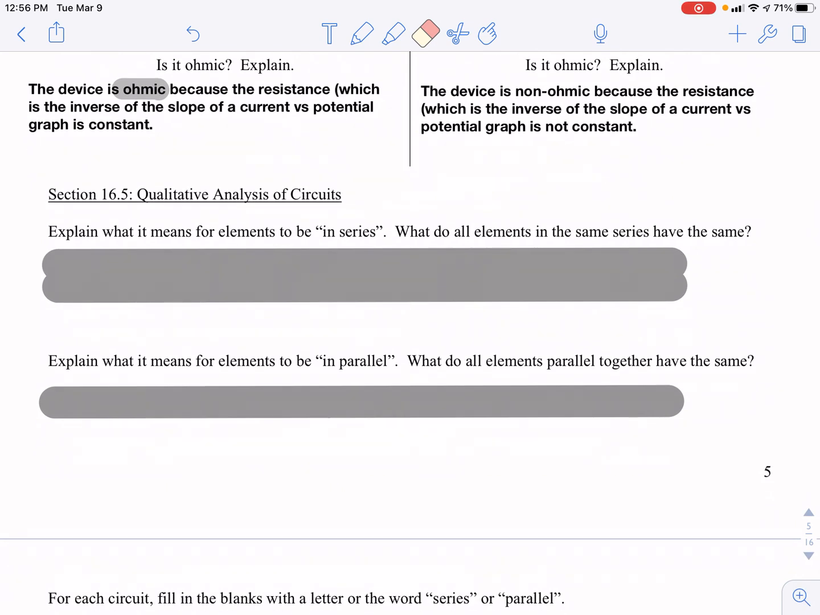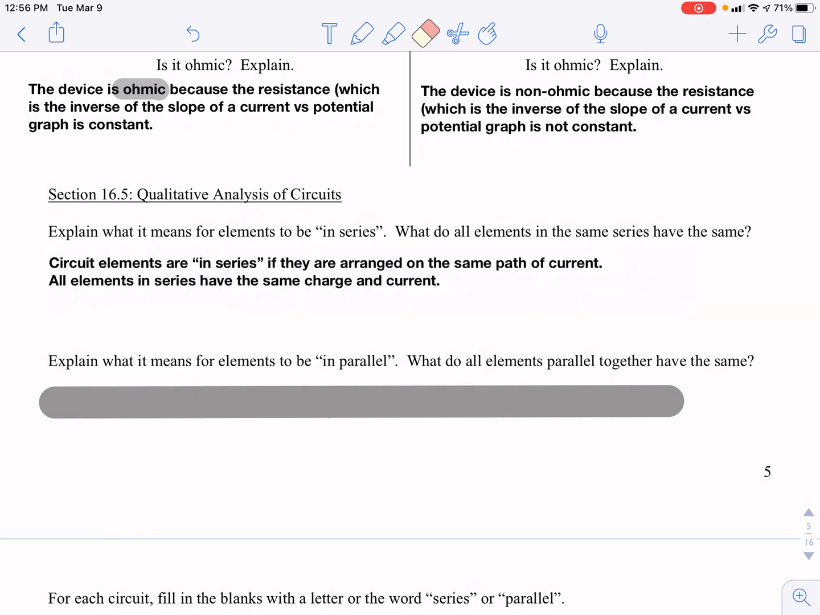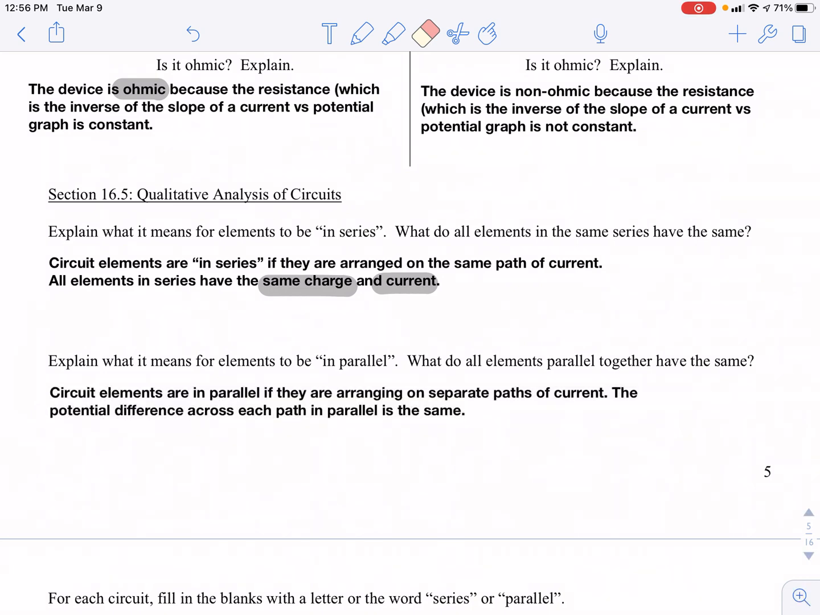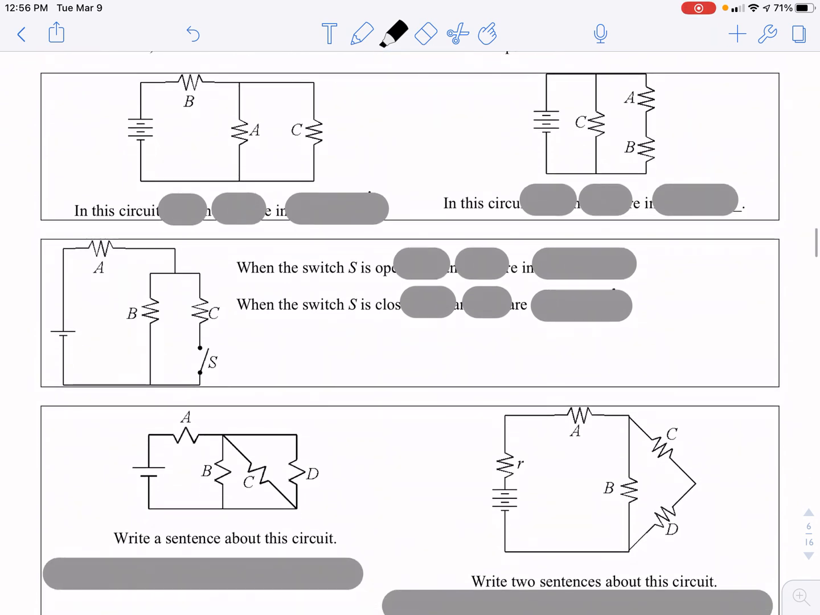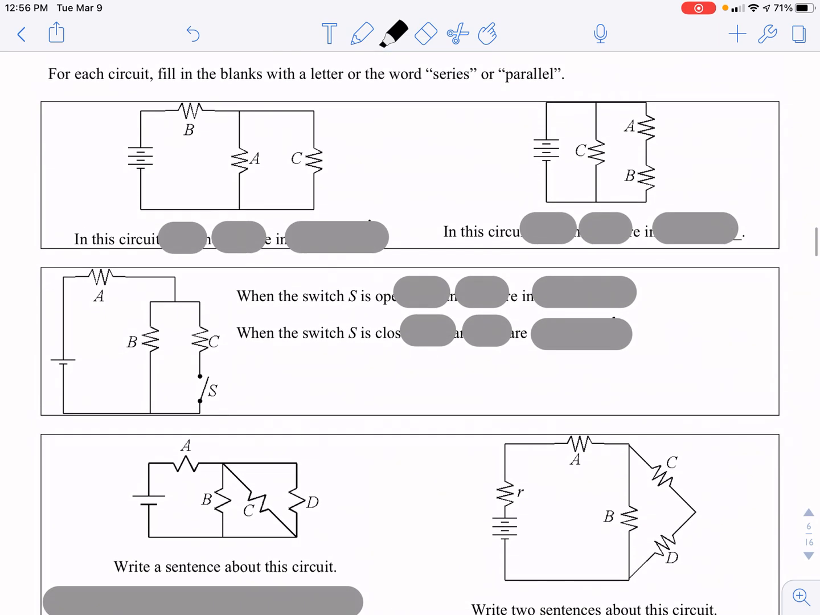What does it mean for elements to be in series? What do all elements have to have the same to be in series? Well, all elements are in series if they are arranged on the same path of current. If they are in series, they have the same charge and the same current. To be in parallel, circuit elements have to be arranged on separate paths of current. The potential difference is the same in parallel. We will be going over this in class.